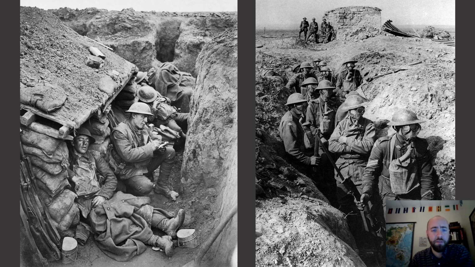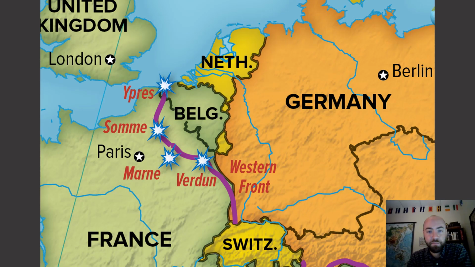You can see the picture on the left, what it would have been like to live in those trenches. It's just not a comfortable way to live. And on the right, you can see them with their masks on, once they figured out how to respond to the development of poison gas.